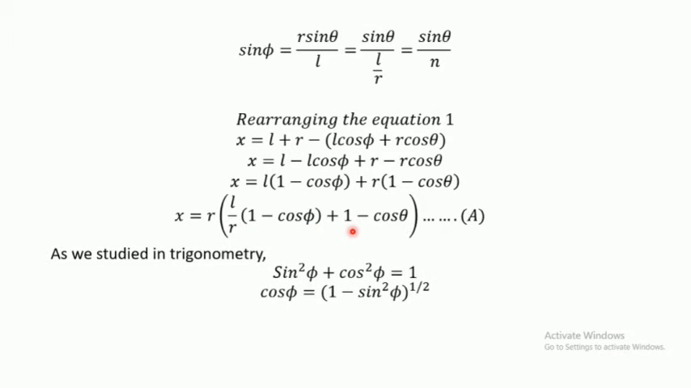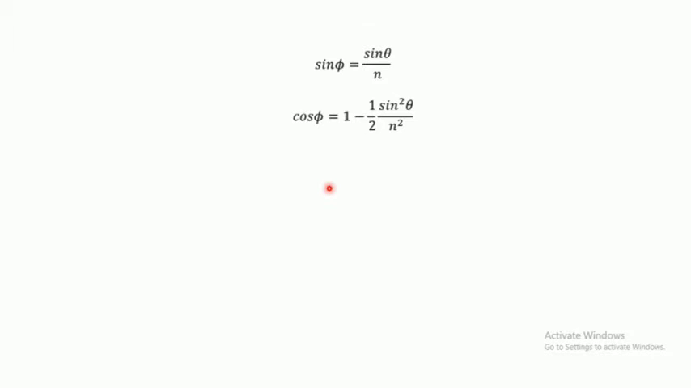As we studied in trigonometry, sin square phi plus cos square phi is equal to 1. Cos phi is equal to 1 minus sin square phi under the whole root. Here we use the binomial formula, and neglecting the higher values, we get cos phi is equal to 1 minus 1 over 2 sin square phi. Now this cos phi value we will put in the equation of displacement, and we will get the final equation of displacement.